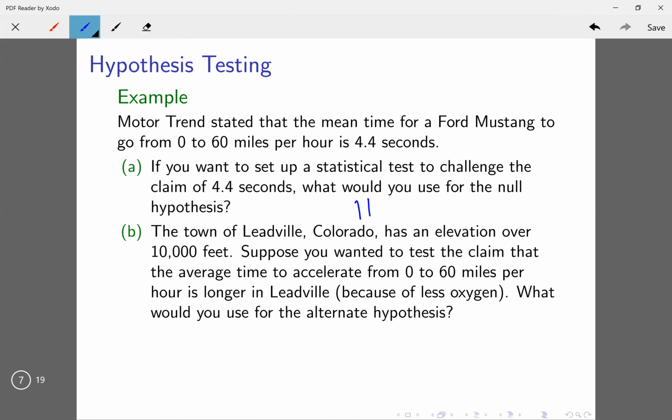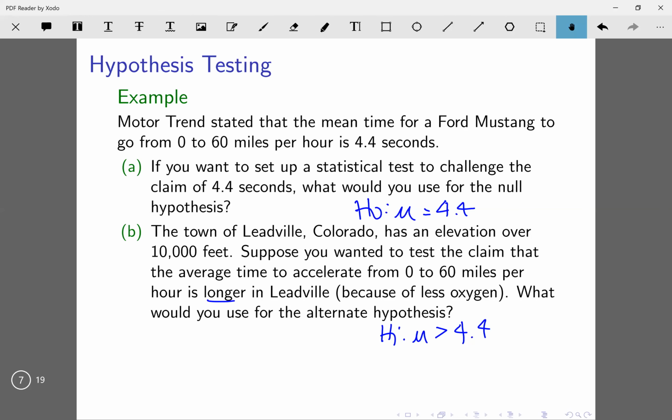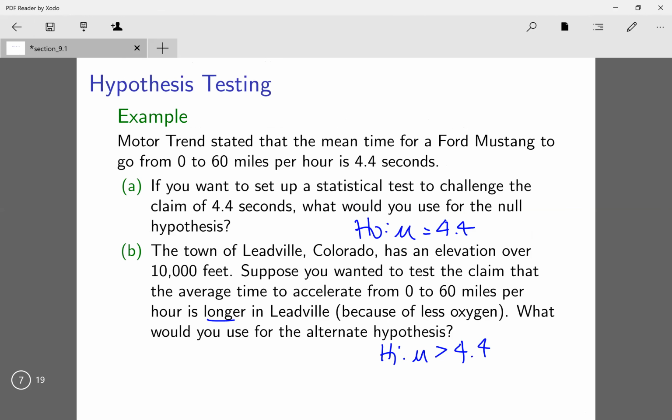Well, recall that the null hypothesis was that mu is 4.4. What's the alternate hypothesis? Well, if you think about it for a second, I think you'll agree that the alternate hypothesis is that it takes longer than 4.4 seconds to accelerate from 0 to 60 miles per hour. And so when you look at the problem, there will be words that indicate what should be the alternate hypothesis. We're testing whether this is true compared to the null hypothesis, which was it takes 4.4 seconds still to accelerate from 0 to 60. The alternate hypothesis says, well, we think it's longer, and that's the test that you do.